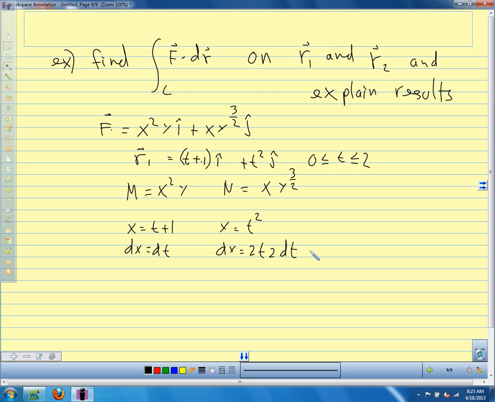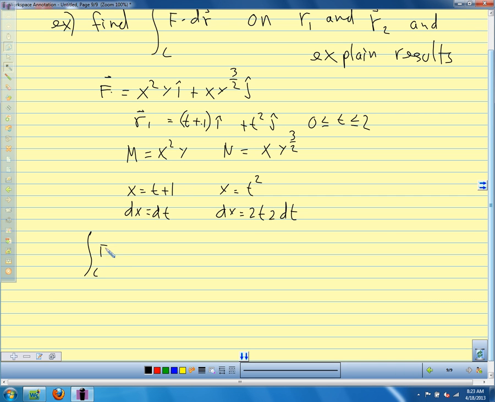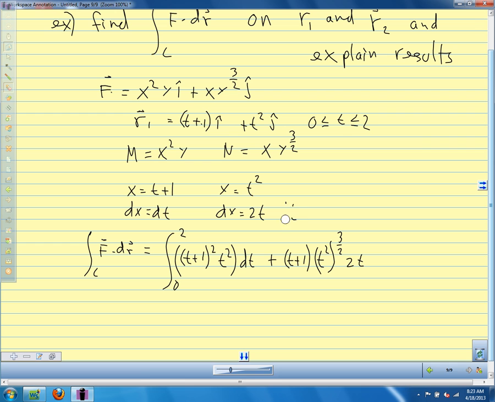Whenever we're doing line integrals, we want to express everything in terms of our parameter. Here our parameter is t, so we're going to express everything in terms of t. So our line integral of F dot dr is the integral where our parameter varies from 0 to 2. M in terms of our parameter is t plus 1 squared times y, which is t squared, multiplied by dt, plus N in terms of our parameter, t plus 1 times y to the 3/2, times dy. Why did I put 2 dt here? 2t dt.